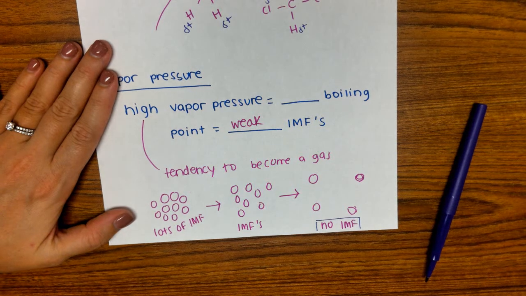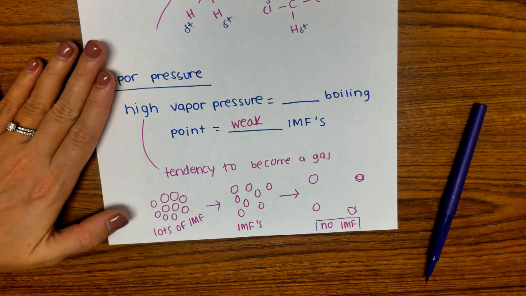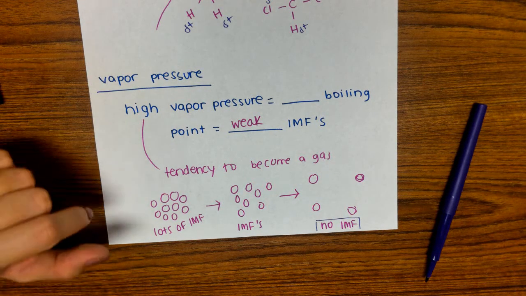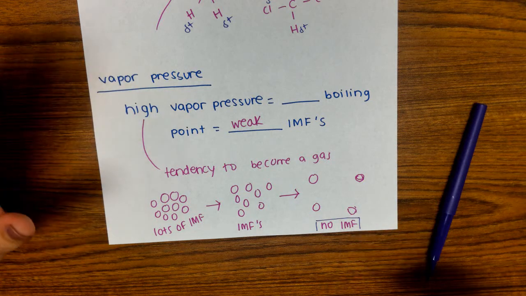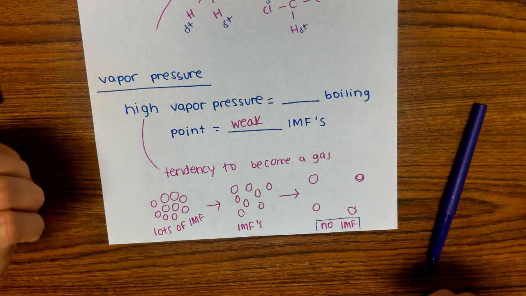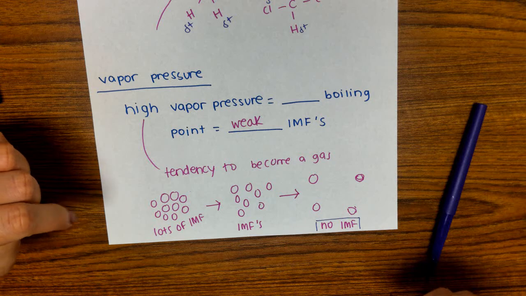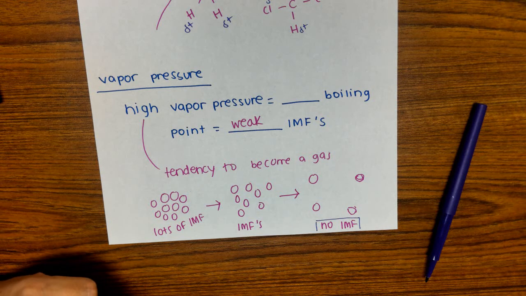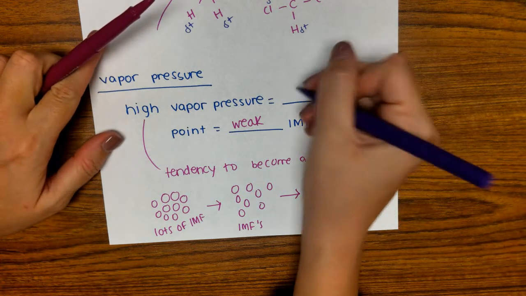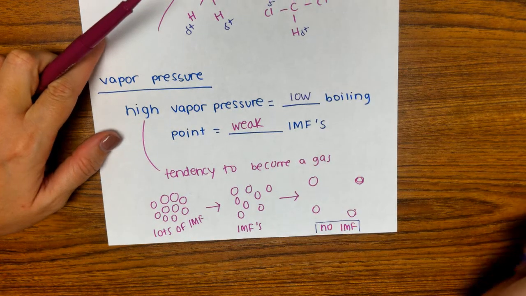For example, water has hydrogen bonding. Hydrogen bonding is really strong. It requires a lot of energy to break those hydrogen bonds apart. And so water doesn't have a high vapor pressure under most temperatures, because that requires a lot of energy to break apart those hydrogen bonds. So high vapor pressure means weak IMFs. Weak IMFs means a low boiling point.